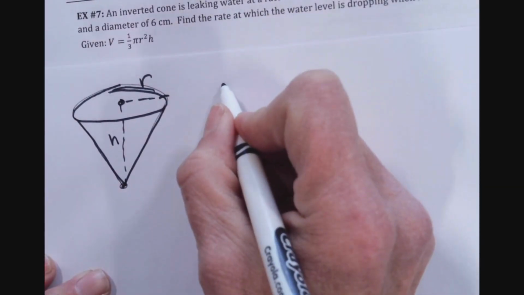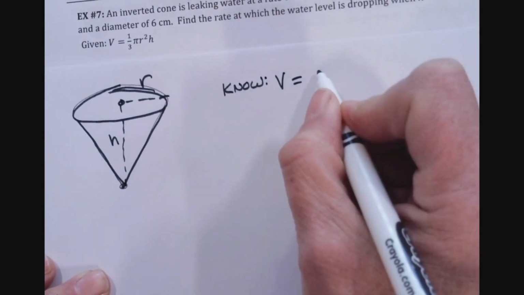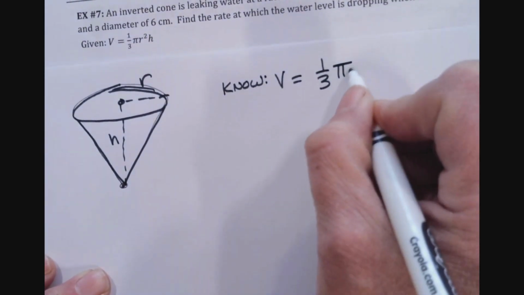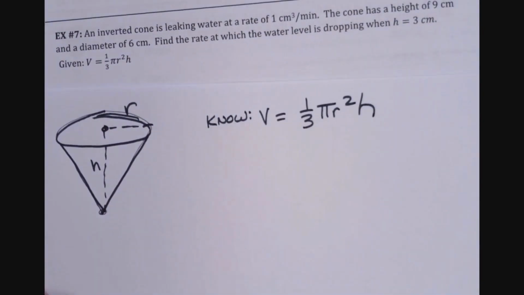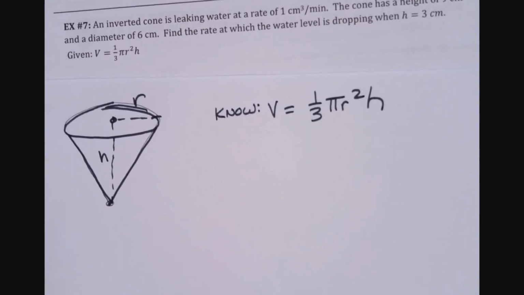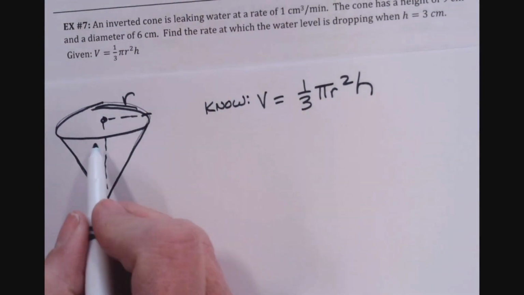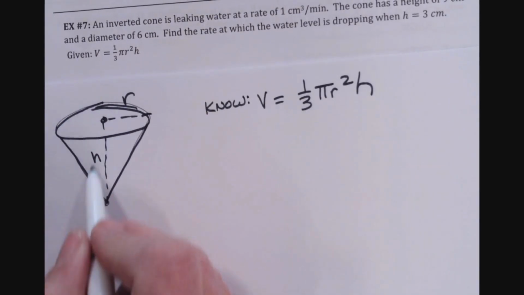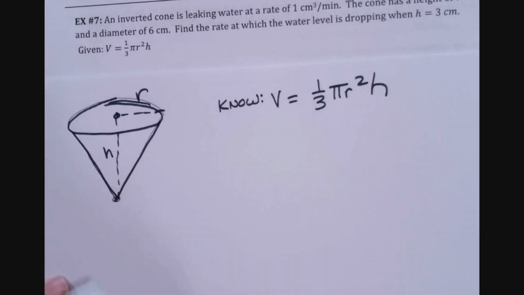And what do we know? We know the formula, and they were nice enough to even tell us 1/3 pi r squared h. Anything that comes to a point, pyramid, cone, is always 1/3 the area of the base times the height. The volume is 1/3. So it's still the area of the base times the height, but then it's 1/3 of that. So we know this. Let's see, what are we given?